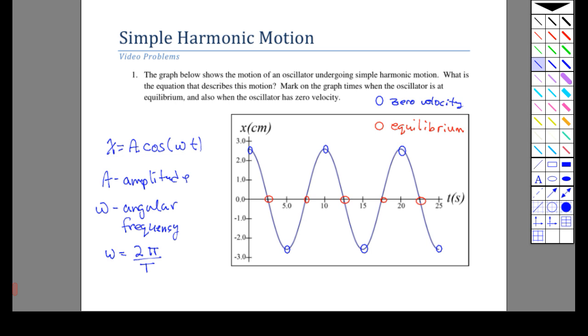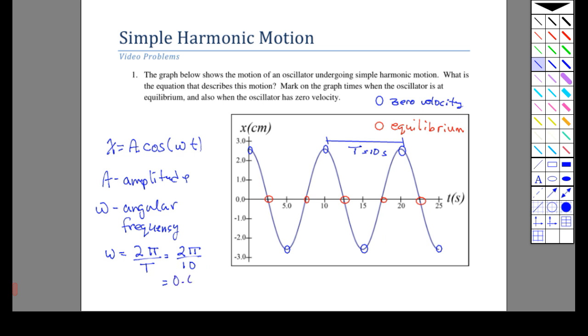Now if we want to figure out the period, we can go to our graph, and what we need is the distance between either two peaks or two troughs. So if we look at this graph, this distance right here, that is one period. So that time it takes for that crest to go that distance, that's our period. And if we look down, that's just 20 minus 10, which is 10. So our angular frequency is 2 pi divided by 10.